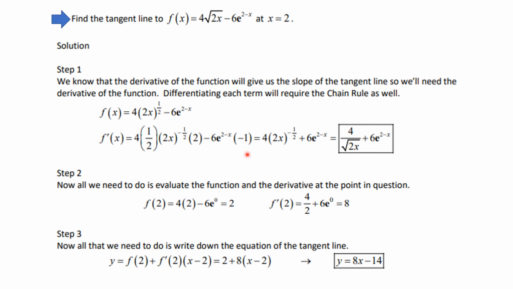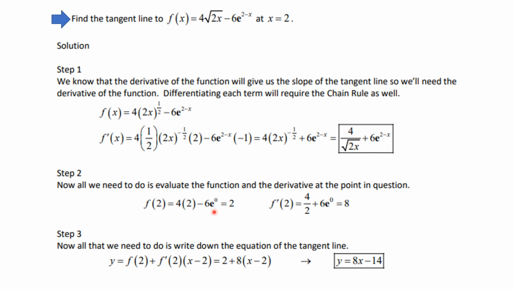Now, if you simplify this using the algebra, what you will get is this expression, and note that a minus times a minus becomes a plus, and then I could write it in a different form. So this is 4 over the square root of 2x plus 6 e to the 2 minus x.